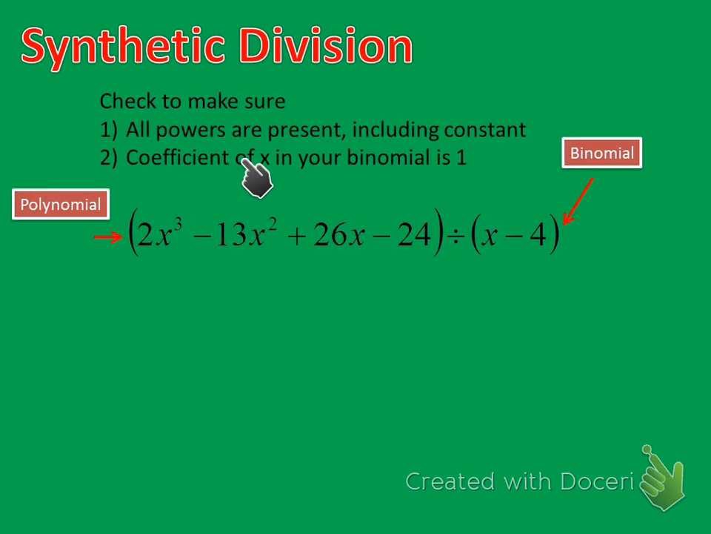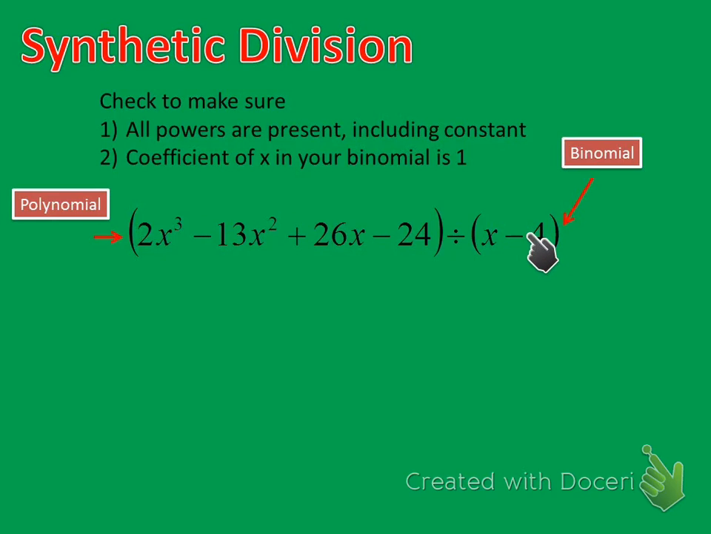Second thing you need to check for is a coefficient of x. The coefficient of x in your binomial is 1. That's talking about this x right here. That coefficient needs to be 1. Once again, we will get to one where it's not. You just throw it over. Okay. But right now, this one's ready to go.